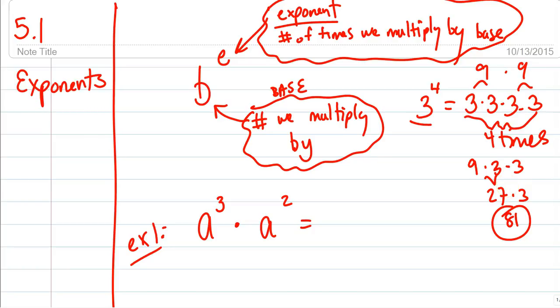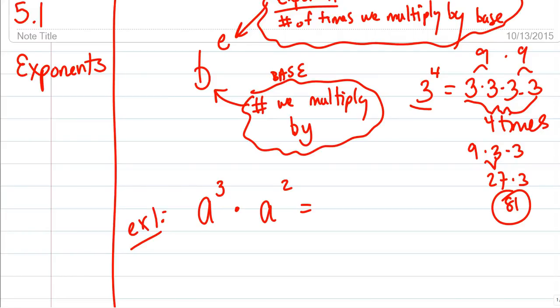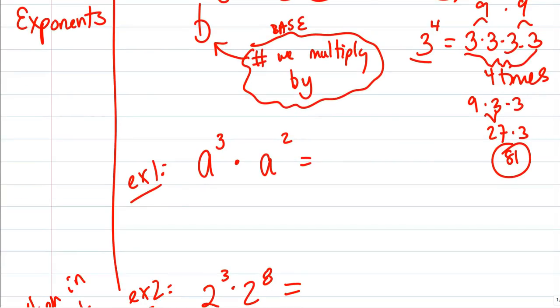Okay, let's keep going. So what if I have a to the 3rd times a squared? Some of you think you know. You're like, say what do you think it is? Some are like, I don't know, a to the 5th, a to the 6th, a to the 1st. A lot of people make it a to the 9th. I get lots of answers for this, but what's right?